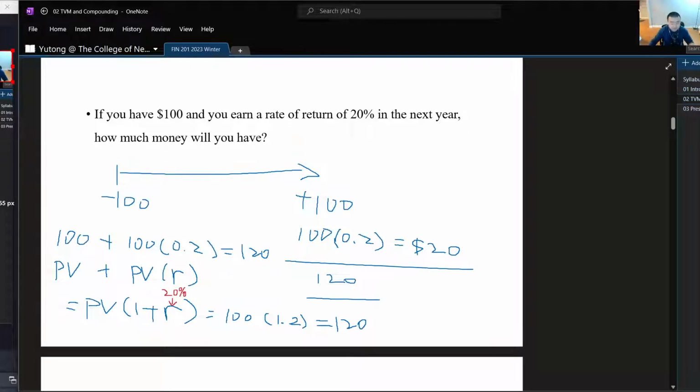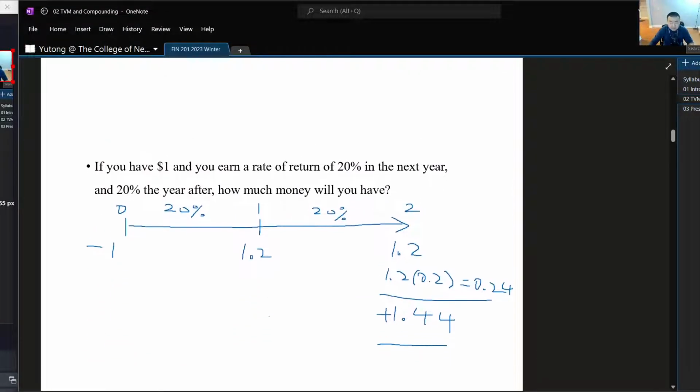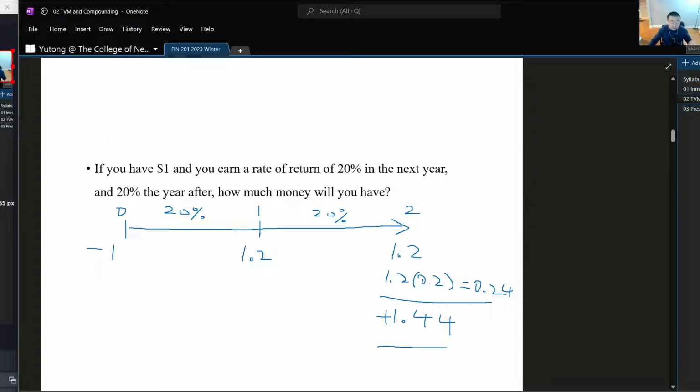In this case, if we try to complicate this a little bit more, we begin with PV, and we're going to get PV times 1 plus R, right? So this is 1.2. But what about this 1.44 then? This 1.44 is essentially just a repetition of this process, right? So we're going to do this again.